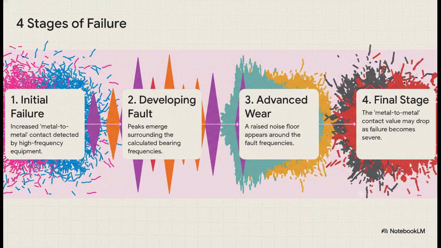A failure doesn't just appear as a single perfect peak. It usually starts as some high-frequency noise or metal-to-metal contact. Then the classic fault frequencies start to emerge. After that, you'll see a rising noise floor around those frequencies. This 4-stage model is just critical for understanding how far along a failure really is.